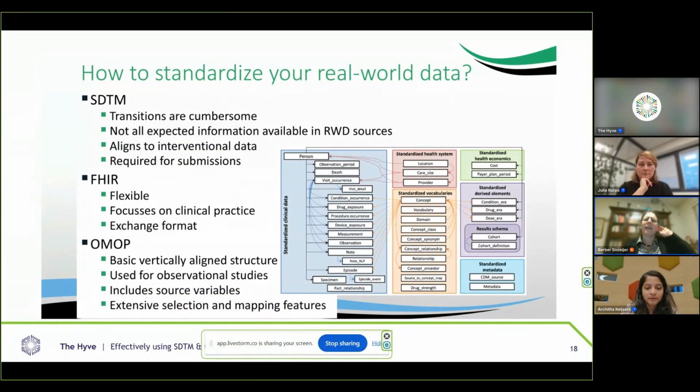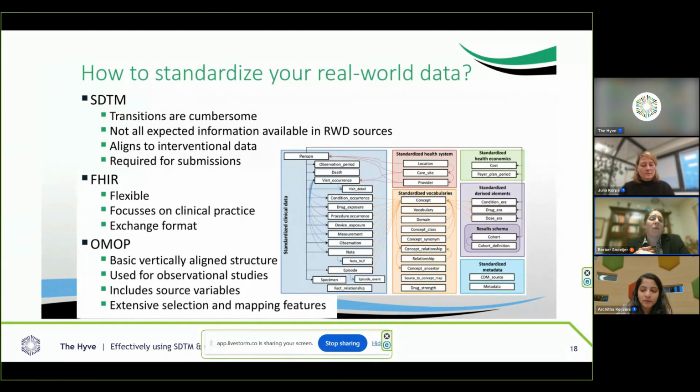So how do you standardize your real-world data? Now, there are different ways of doing that. I heard that the previous webinar was about FHIR. FHIR is a good exchange format. It's flexible and focuses on clinical practice. It's a good exchange format, but it's not very handy for analyzing your data, doing fit-for-purpose analysis.